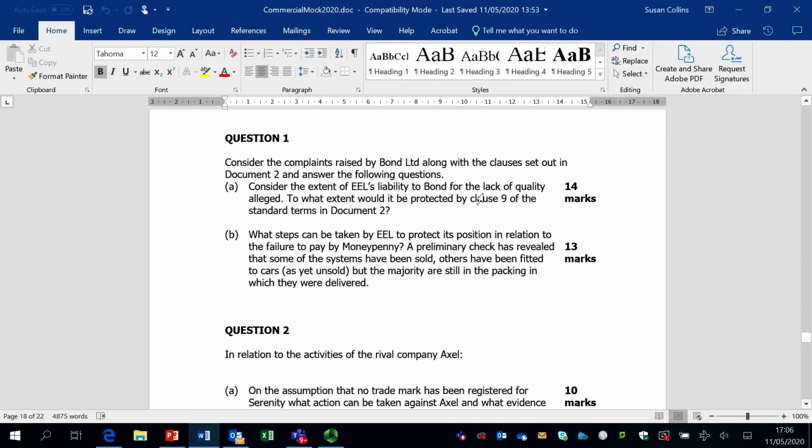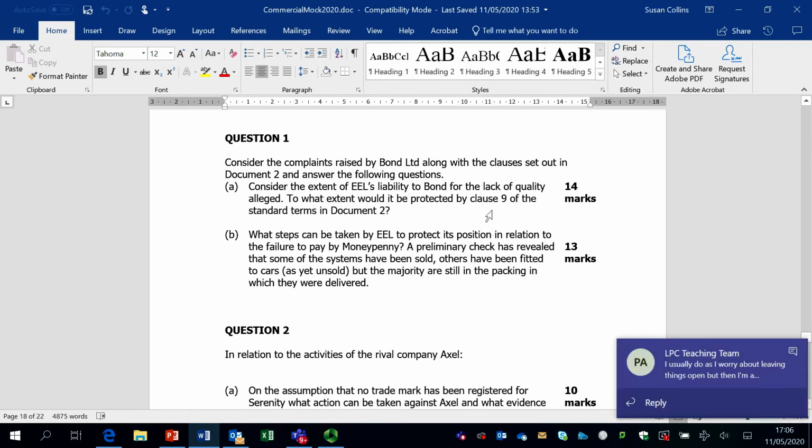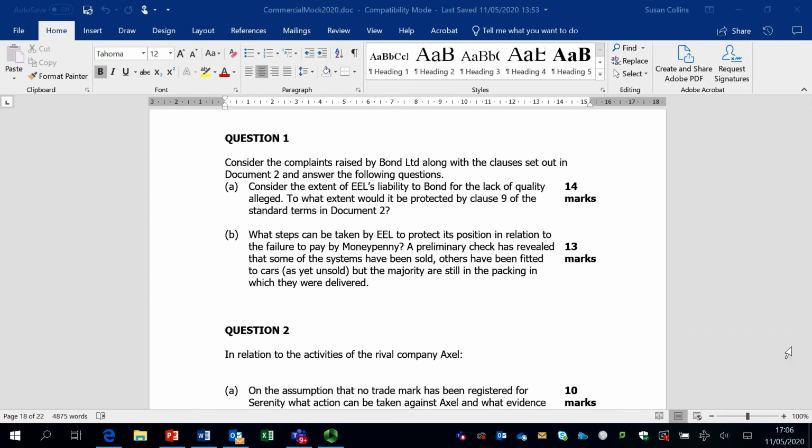So looking at this first question about Bond then, there's two aspects to this question really. First of all, consider the extent of their liability for lack of quality. And then the second element of this question is, to what extent would it be protected by clause 9 of the standard terms in document 2? Right, so there's two different parts to that. There's the extent of the liability, and then secondly, there's the extent to which they'll be protected by clause 9. Okay, so let's look at the extent of the liability question first of all. So the first part of that question.